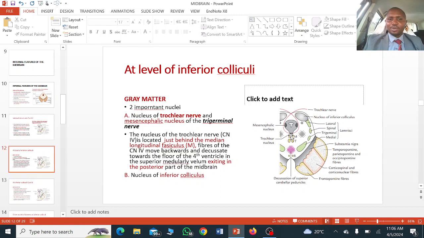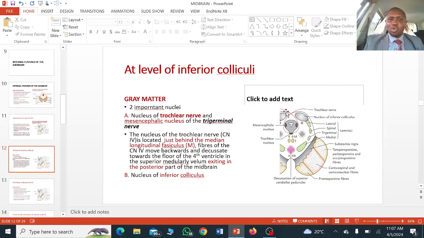The nucleus of the trochlear nerve is located just behind the median longitudinal fasciculus, labeled M here in the diagram, and the fibers from the trochlear nerve move backwards.